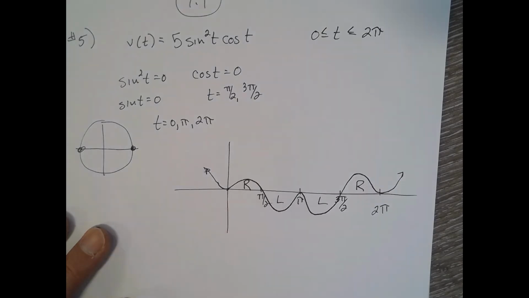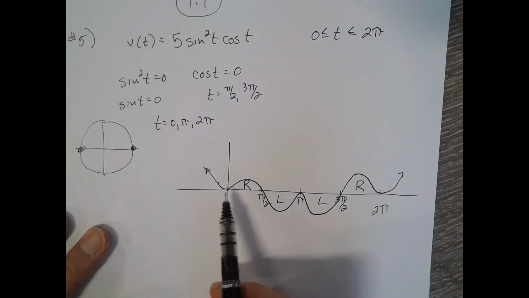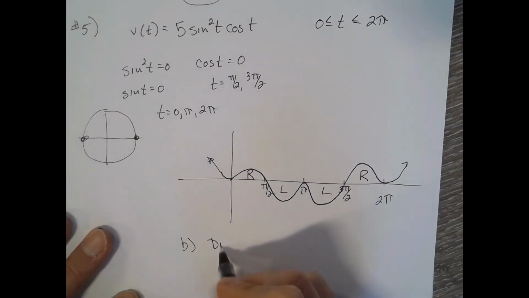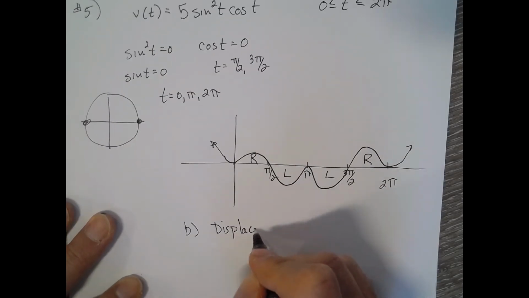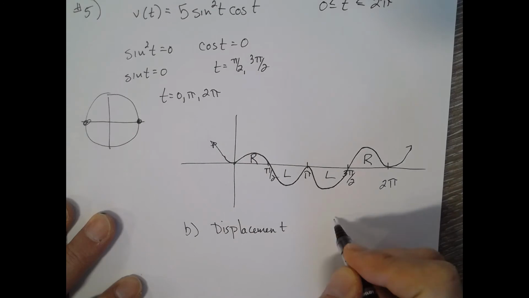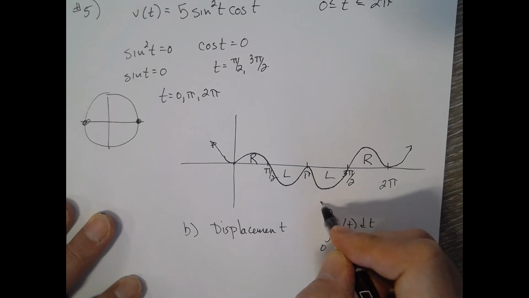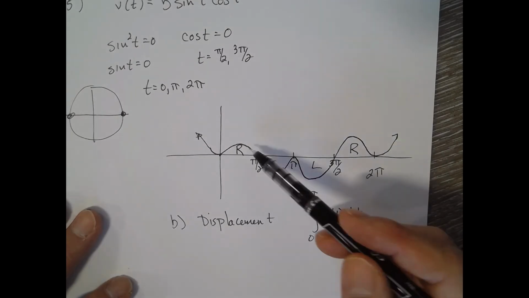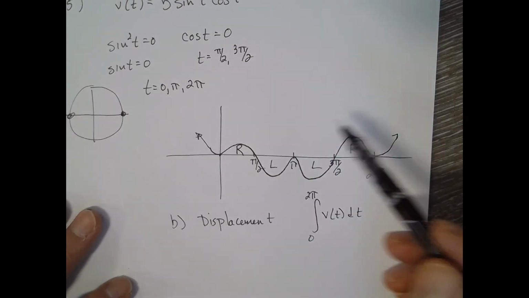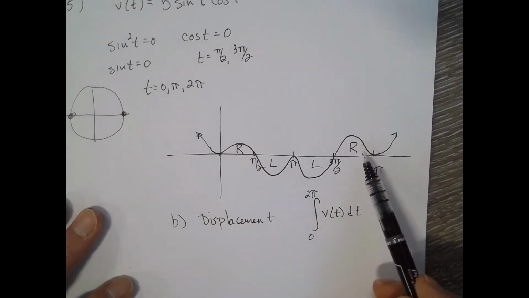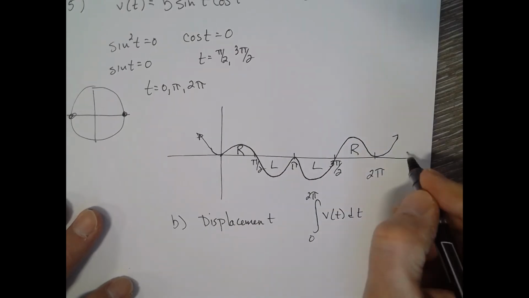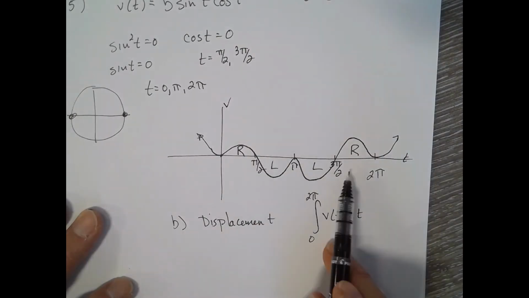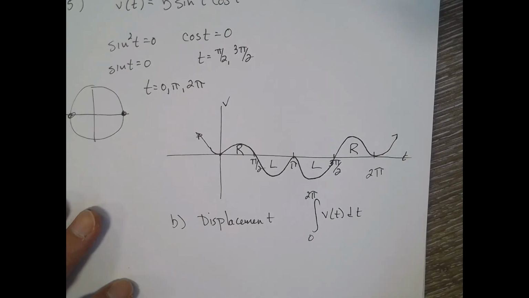Find the particle's displacement for the given time interval. So the displacement in the time interval from 0 to 2 pi, so B is displacement. We would just integrate our velocity from 0 to 2 pi, and that'll give us our displacement in that time interval. Displacement considers positive and negative area. It looks like, if I had drawn it correctly, there's going to be just as much above the t-axis as below. So it looks like we might have 0 for our total displacement from 0 to 2 pi.